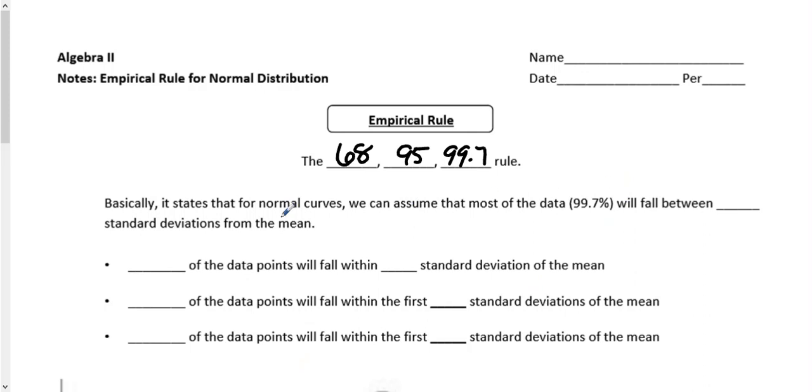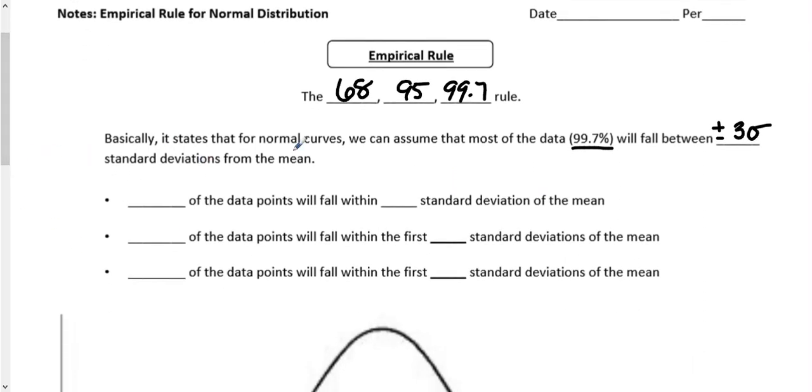So what this does is that it basically states that 99.7% of the data will fall between plus or minus 3 standard deviations. Remember, standard deviation is that O with a hat. So if we break it down even further, since 68 comes first, that means 68% of the data will fall within plus or minus 1 standard deviation from the mean.